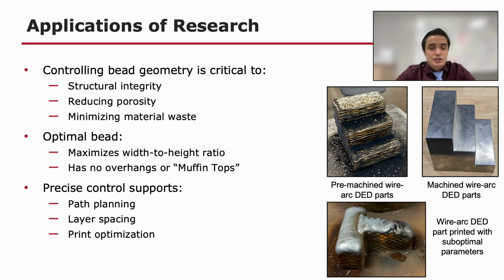Understanding and controlling bead geometry is critical in wire arc DED for ensuring structural integrity, reducing porosity, and minimizing material waste. An optimal bead maximizes the width-to-height ratio, maintains a steady surface profile, and avoids overhangs or muffin tops that compromise part quality. Precise bead shape control is also essential for planning paths and layer spacing, as gaps or excessive overlap can weaken structural integrity.